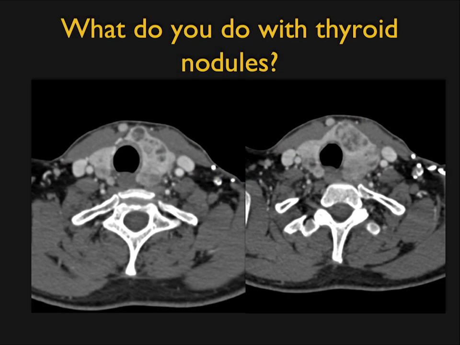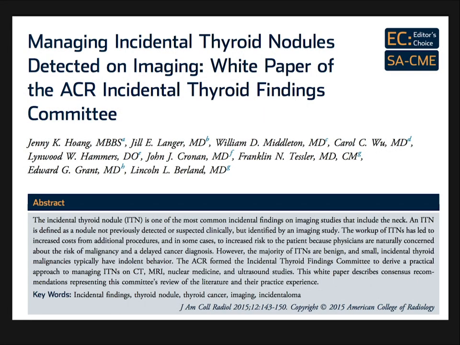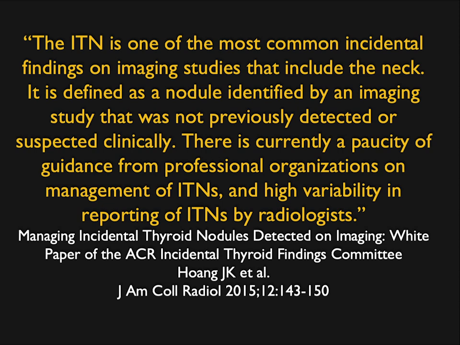Now, thyroid is another thing, and that's a whole other area. The challenge with thyroid is we see a lot of incidental thyroid lesions. Most of them are going to be benign, and even if they're malignant, they're going to have very long half-lives. But you start biopsying things, you create complications, you create nerve palsies, all sorts of issues. Now, this paper was written a couple years ago, and I think it's being revised, on incidental thyroid nodules. It's one of the most common incidental findings on the neck. It's defined as a nodule that was not previously detected or suspected clinically.